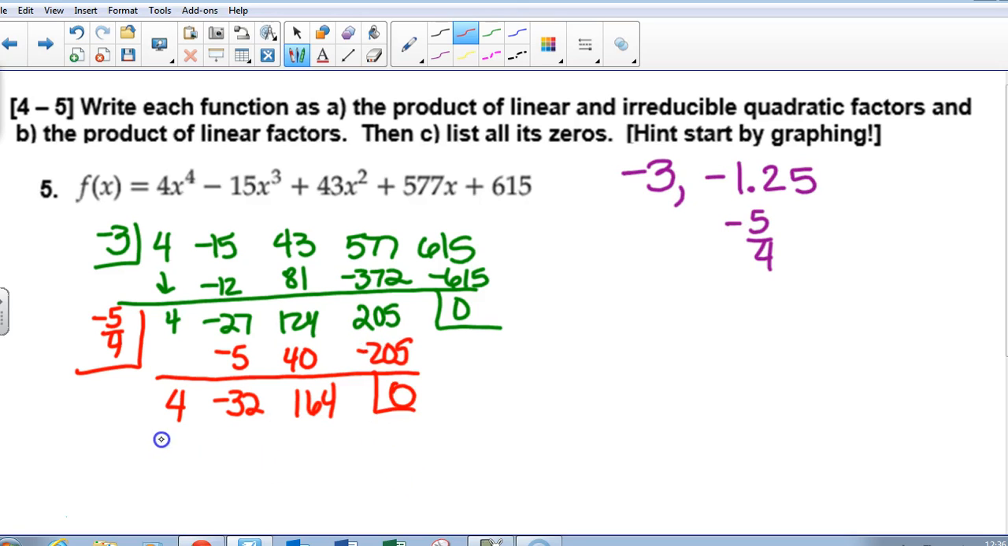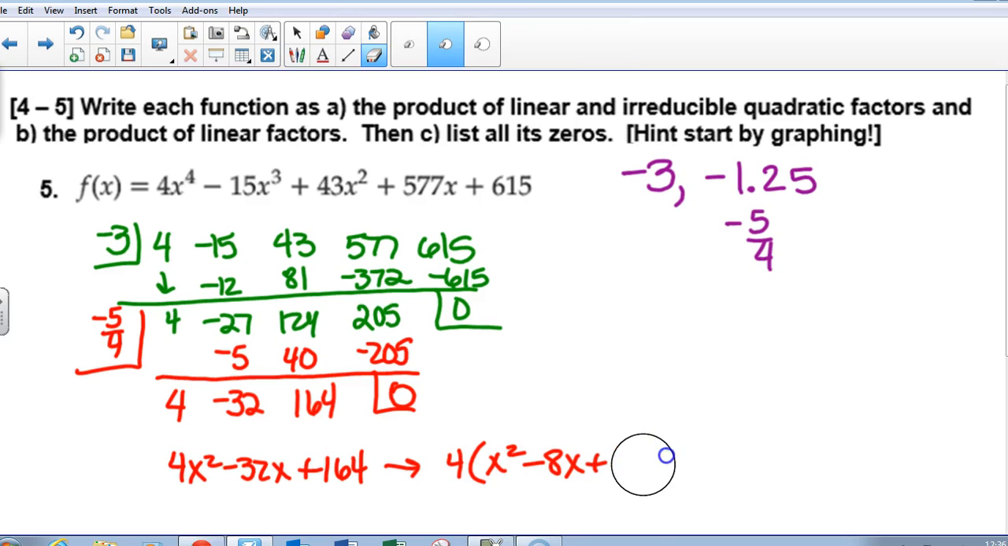Okay, is this an irreducible quadratic? Keep going. A little bigger. 4. We can take a 4 out of all of this. X squared minus 8x plus 41. Now does it factor further? Factors of 41 are 1 and 41. I don't think that's going to get us very far, right?